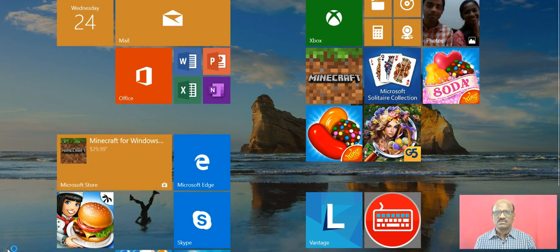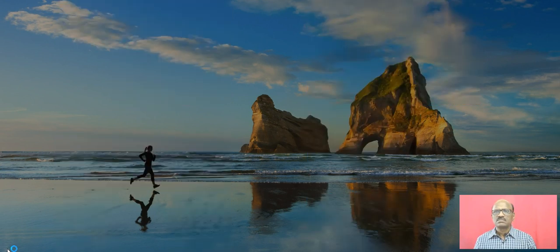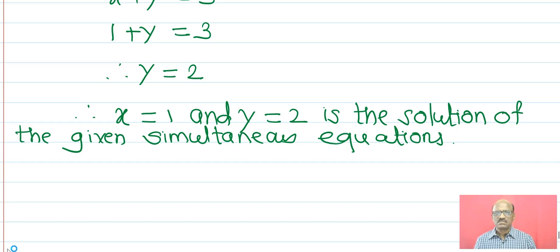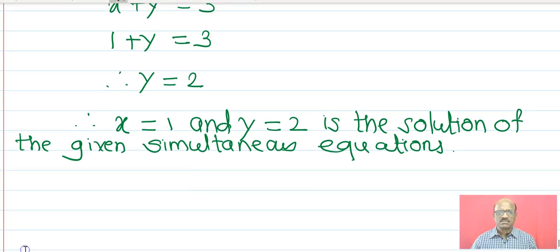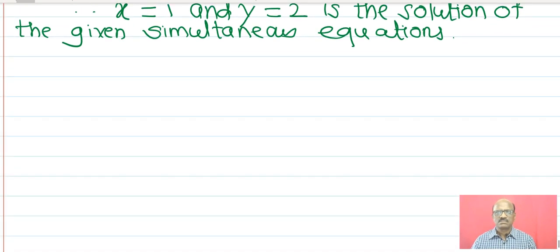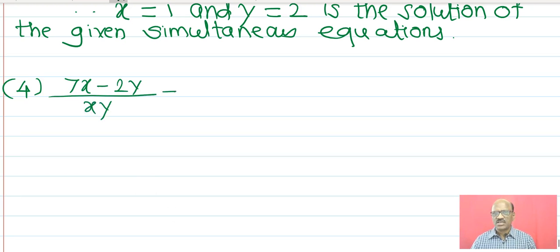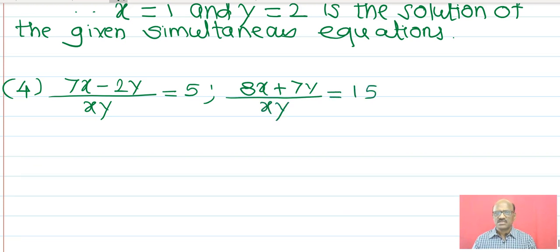Now next, problem number 4, 7x minus 2y upon xy is equals to 5 and 8x plus 7y upon xy is equals to 15.